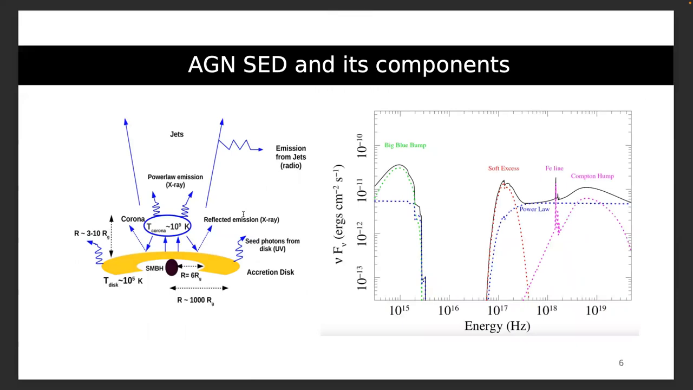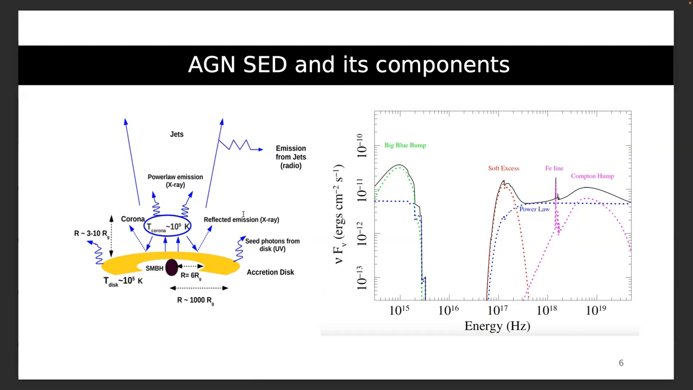Okay, so let's talk about the AGN SED, and I'll be talking about optical, UV and X-ray mostly. So let's see where this emission is coming from. As I already mentioned, this is the SMBH, supermassive black hole, and there is an accretion disk.